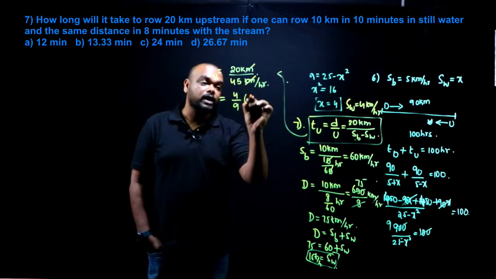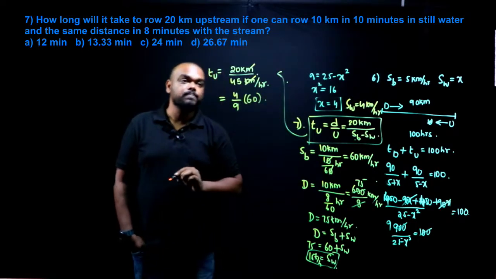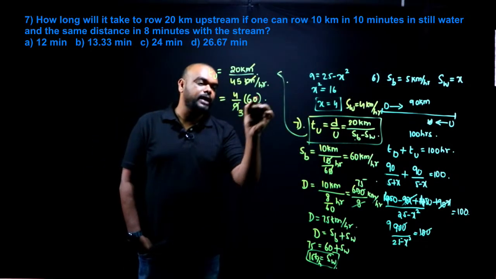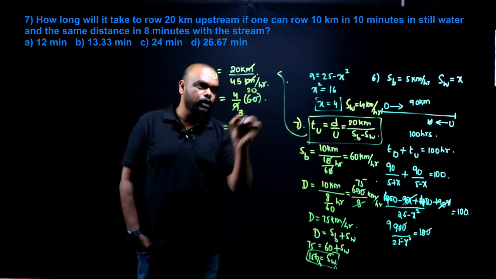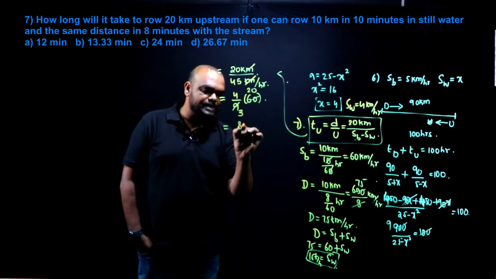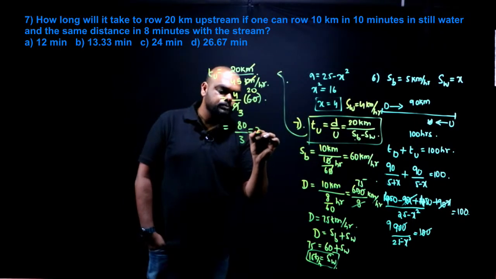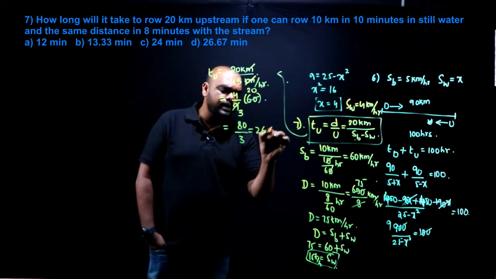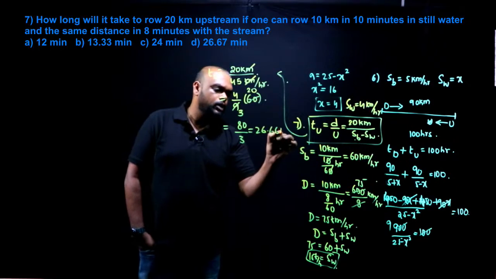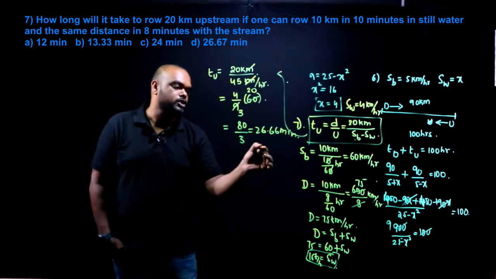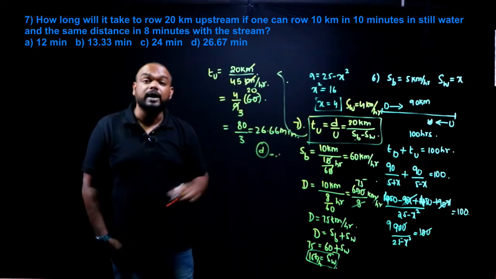Converted into minutes, how can I do that? By multiplying with 60. So what happens here? 3 into 3, 3 into 20. If I do this, 20 into 4 is 80. 80 by 3 becomes 26.6666 minutes. Do we have the option? Yes, 26.67 minutes, which is also nothing but 26.66 minutes.